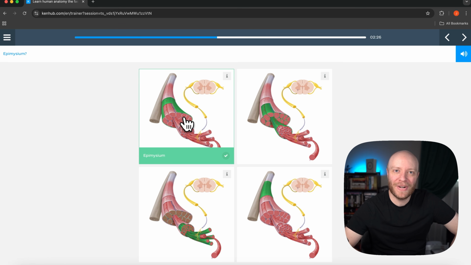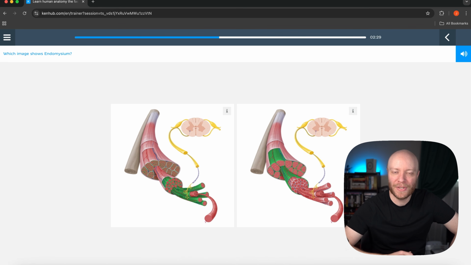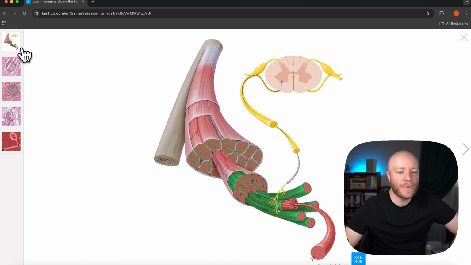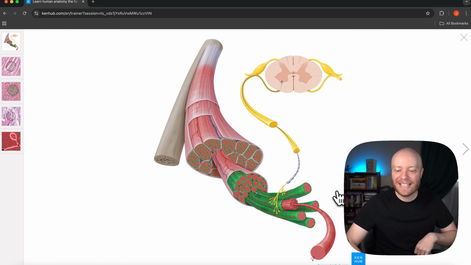That is going to be this one right here, deep to the deep fascia, and it's going to create the individual muscle. Which image shows endomysium? So that's going to be this one right here. And I want to actually hit the eye icon, just so we can see it a little bit bigger.